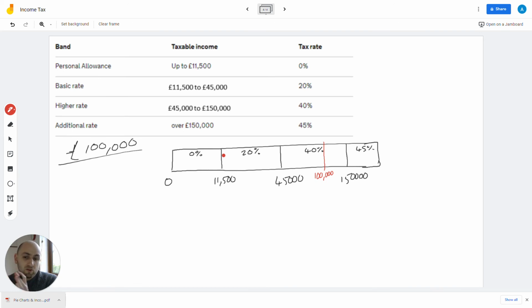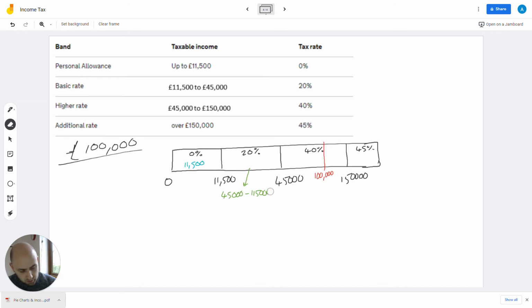Now I'm going to work left to right and start allocating all of her money into certain pots. The first pot is the 0% pot that goes from 0 to 11.5. So 11.5 of her money will go in there. The next pot is the 20% pot, and the 20% pot goes from 11.5 to 45,000. So to work out how much money I need to put in there, I'm just going to do 45,000, take away the 11.5. Okay, it's the gap between the two numbers.